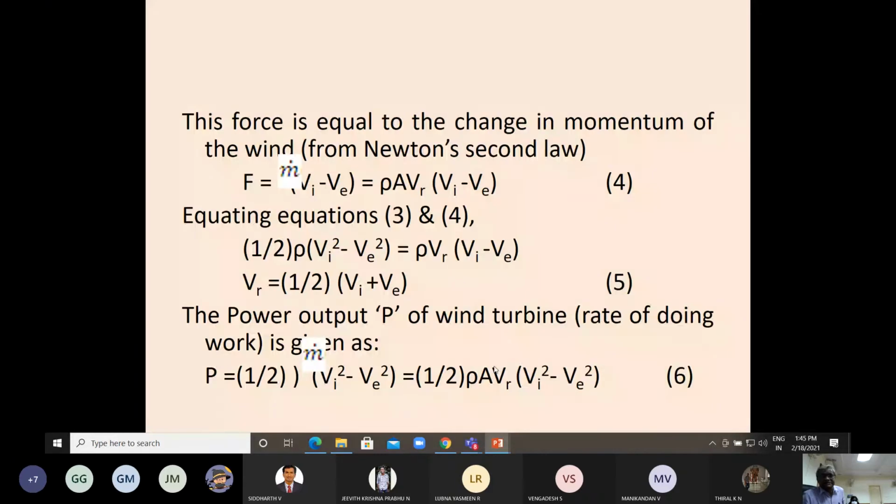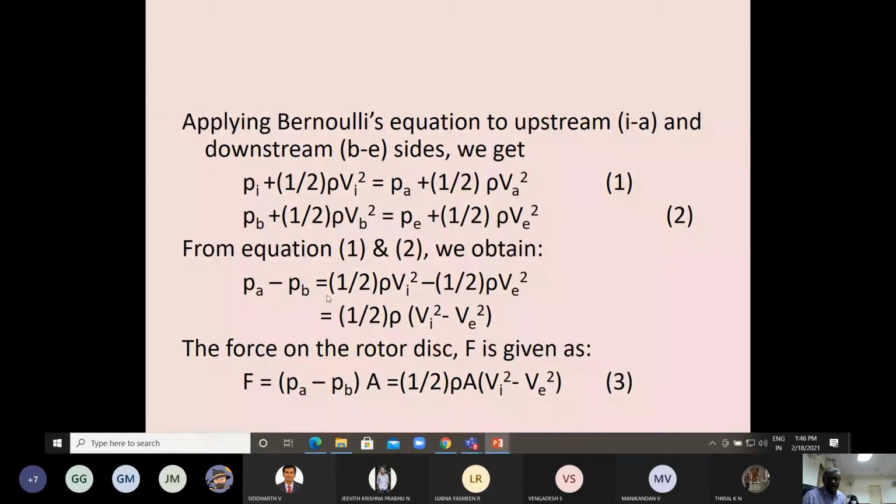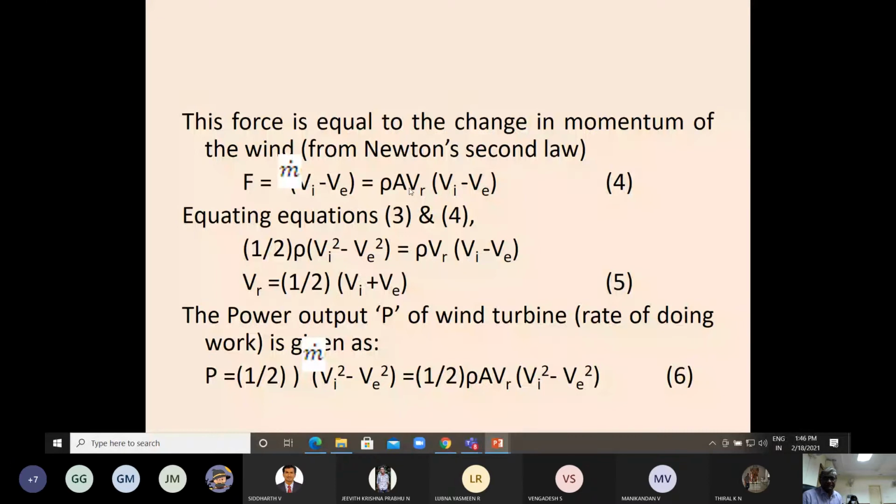And here the force is equal to the change of momentum of wind from Newton's second law. That is, F is equal to mass into (Vi minus V suffix E). That is equal to rho A V suffix R, that is the speed at the rotor, into (Vi minus Ve). And this is the force. We have two equations, and this is also force, and here also this is force, with the continuity equation.